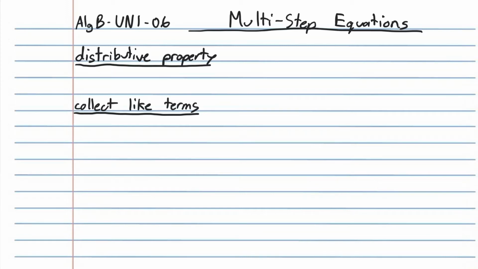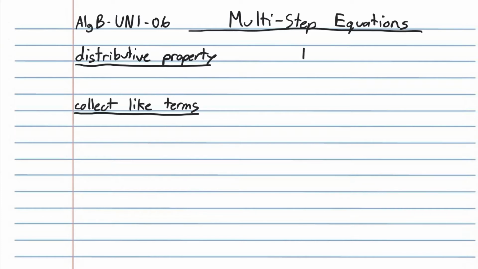All right, so in this video, we're going to talk about multi-step equations. It's only a little bit more challenging than the ones you were doing previously. And specifically, we're going to talk about ones that require you to use either the distributive property and/or collect like terms, okay? So just a quick recap of distributive property.